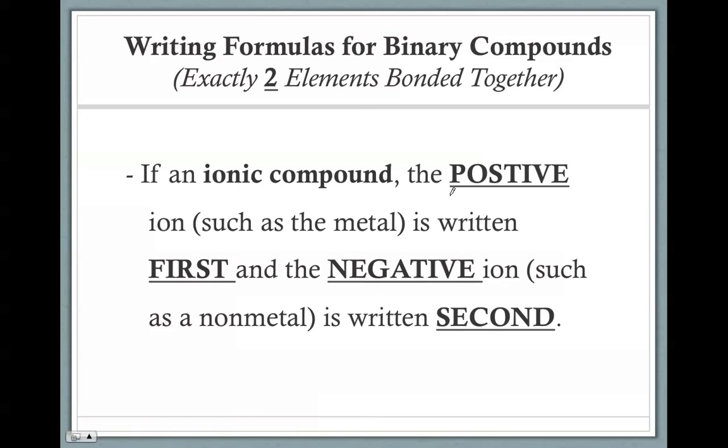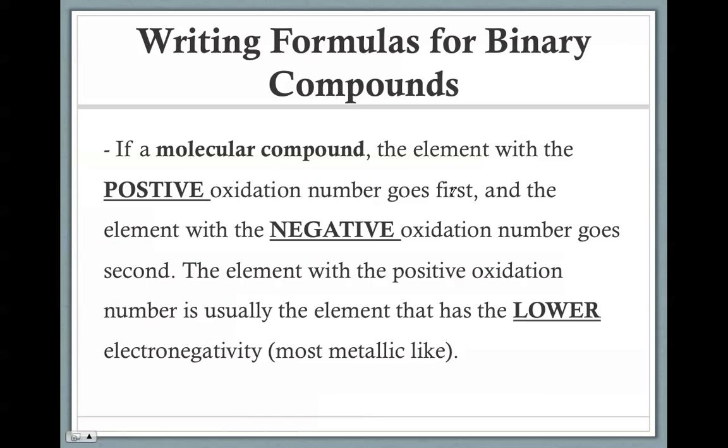All right, so let's actually apply these oxidation number rules. If you have an ionic compound, and you've indicated that by finding a metal or a polyatomic ion in it, the positive ion, such as the metal, is always written first, and the negative ion, such as a nonmetal, is always written second. In a molecular compound, similar idea. The element with the positive oxidation number is always going to go first, and the element with the negative oxidation number is going to go second. You're going to see that the element with the positive oxidation number is usually the one with the lower electronegativity, so it's more metallic-like than the one with the negative oxidation number.